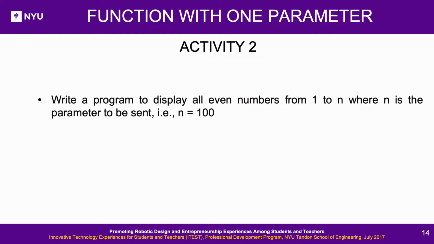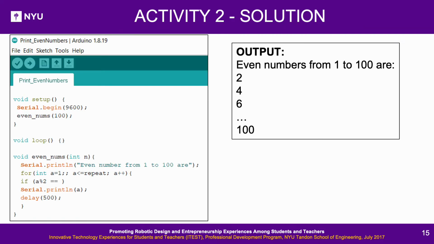Activity 2. Write a program to display all even numbers from 1 to n, where n is the parameter to be sent, where n equals 100 is the parameter being passed in the function call. Activity 2. Solution. The code for printing the even numbers from 1 to 100 is as follows.